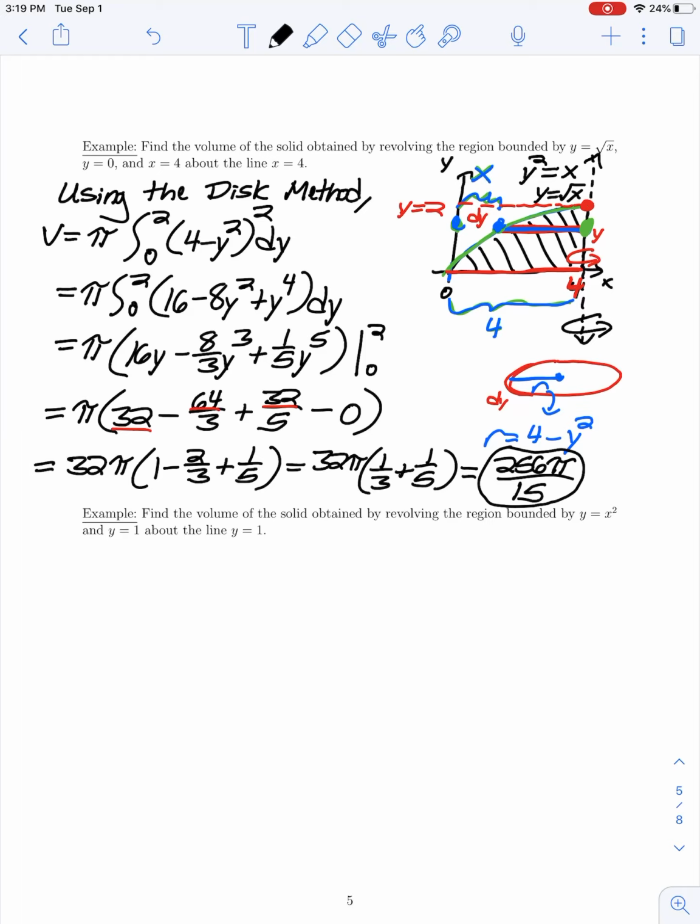In this next one, we're asked for the volume of the solid obtained by revolving the region bounded by y equals x squared and y equals 1 about the line y equals 1. So sketching our region, we're looking at the region bounded by y equals x squared, which is a parabola opening upward, and the line y equals 1, so that is a horizontal line passing through 1.